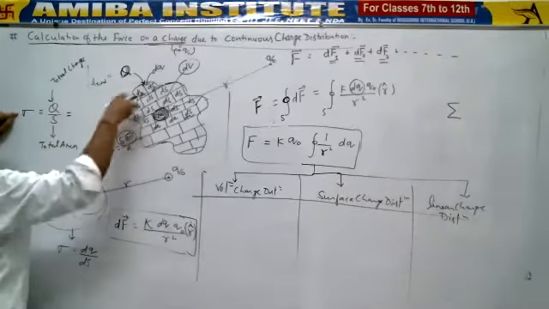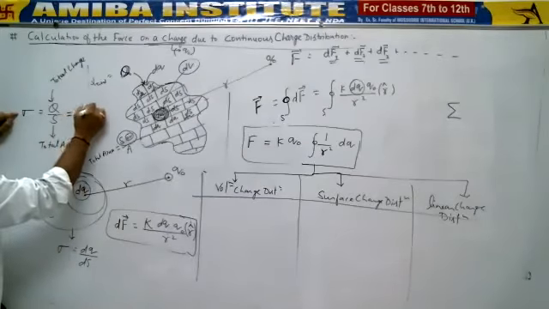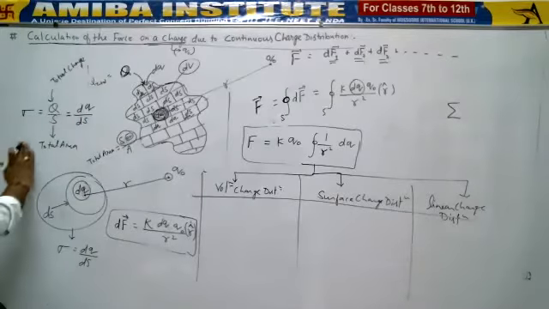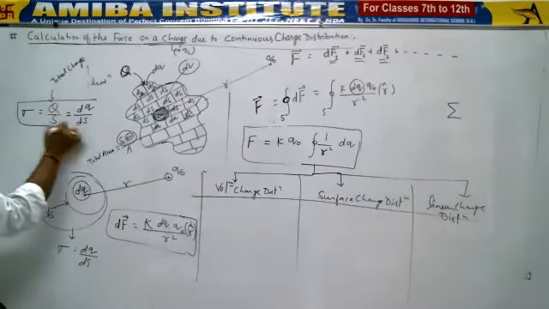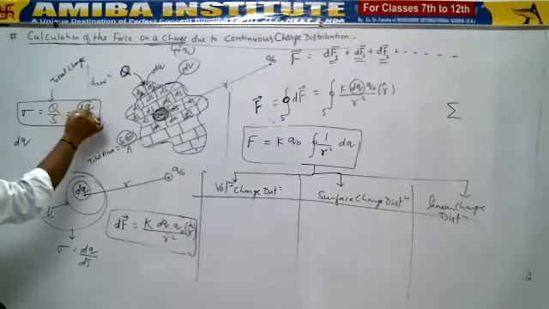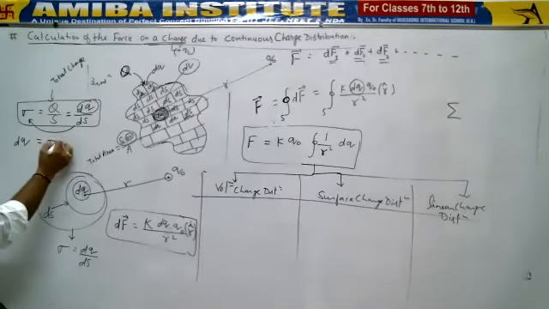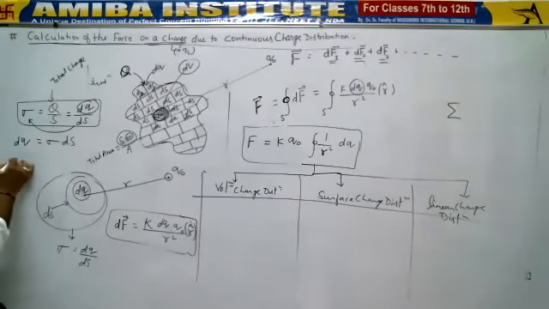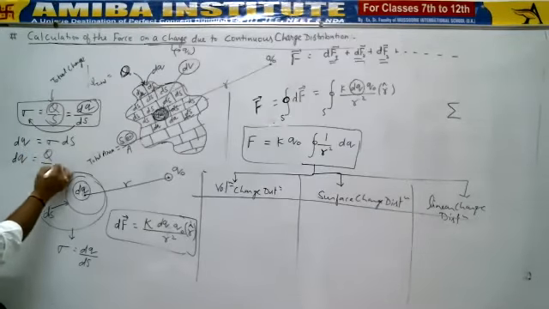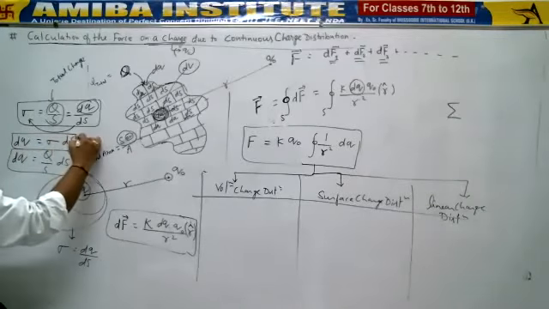the total charge contained in the total area, or a small charge contained in a small area, should be the same: dq upon ds. By this mathematical relation, can we find dq? You can find dq, if sigma is given, by cross multiplying: sigma ds. And what is sigma here? Q upon s. So q upon s ds. If sigma is directly given, then you will consider this.